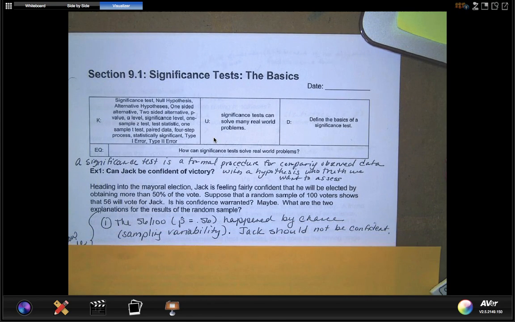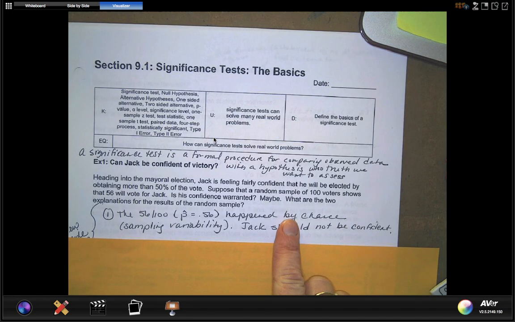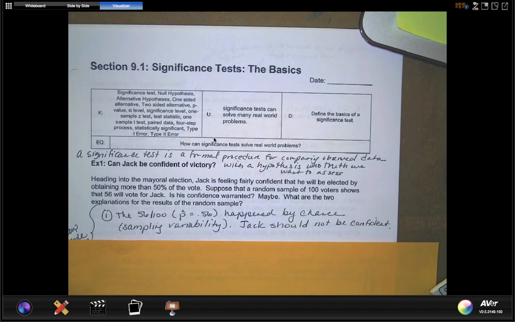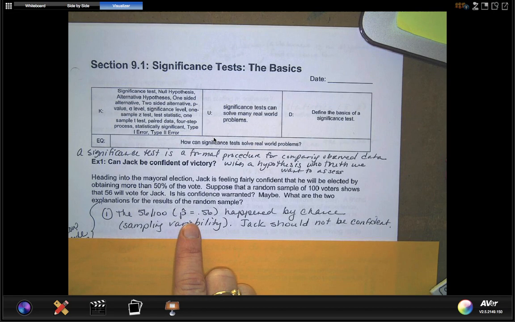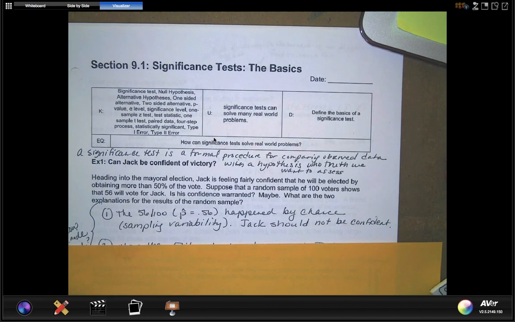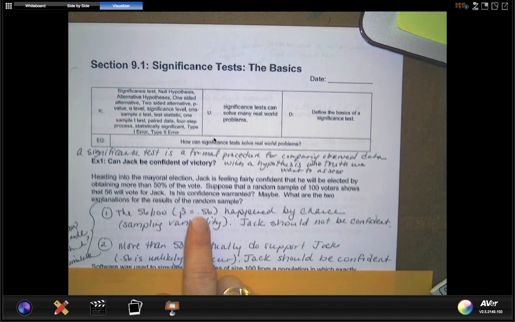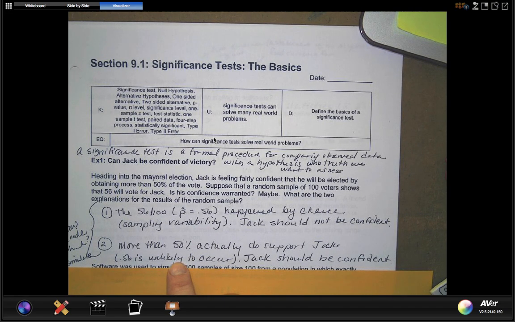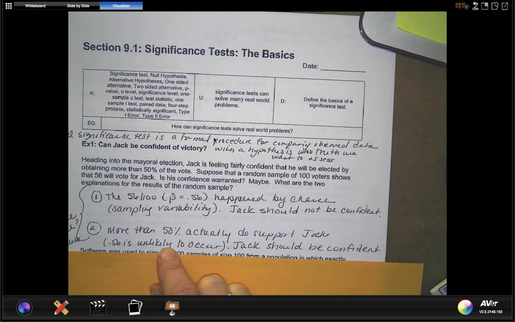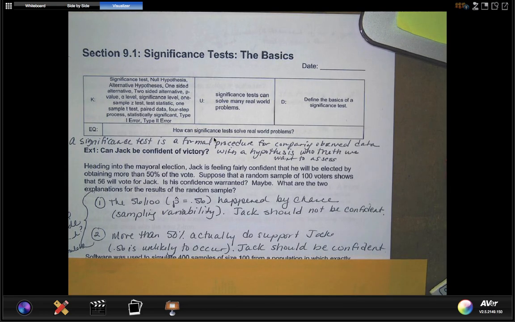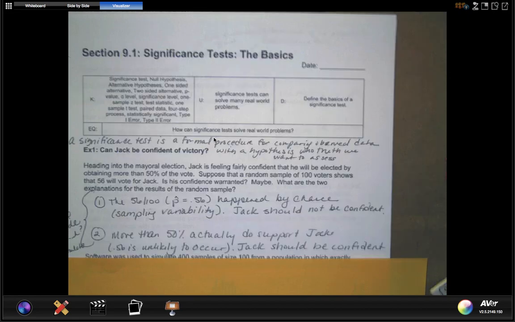That's the question. There are two explanations for why we observe 56 out of 100. One explanation is that 56 out of 100 just happened by chance. It's a likely result if the true population value were 50%. So it's just a likely result to observe in a sample, so he should not be confident. The other explanation is that the result is not likely to happen, not likely to just happen by chance alone. So then maybe more than 50% do actually support Jack, and therefore he should be confident of victory.